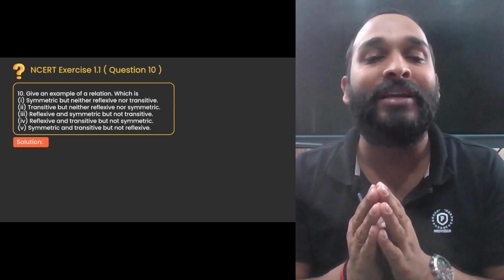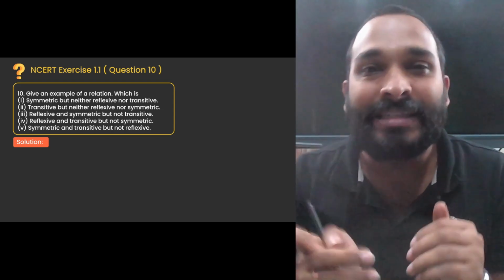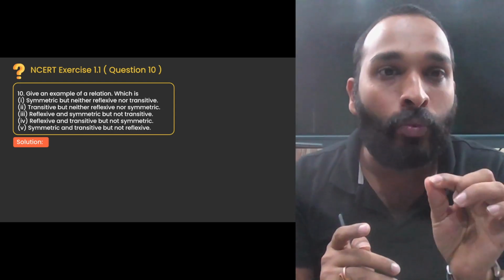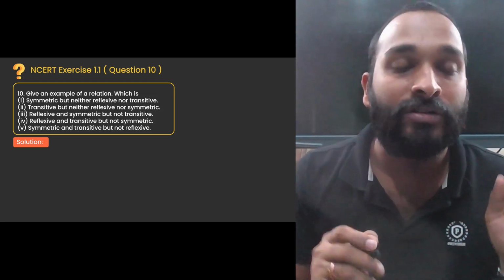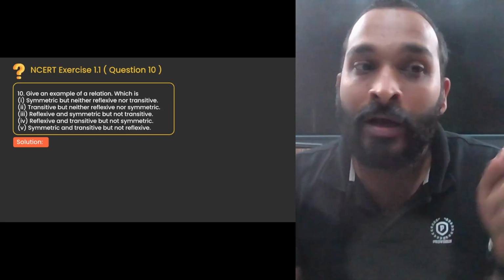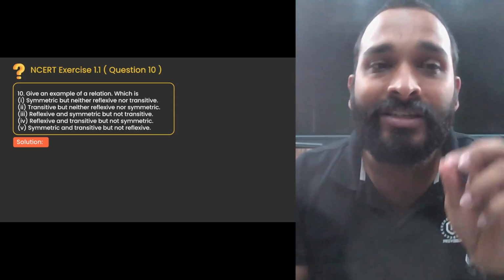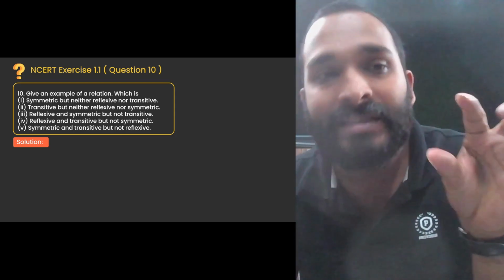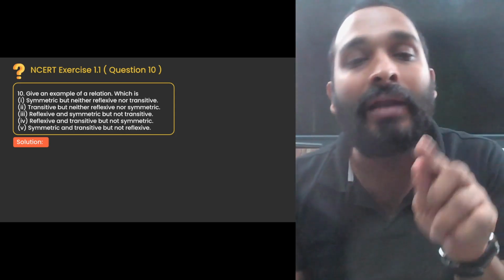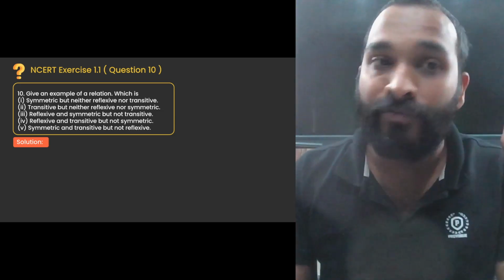Now we are going to solve question number 10 of your exercise 1.1 of the chapter Relation and Function. Give an example of a relation. We have 5 sub questions here, and see children, they are asking you to give an example of a relation which is symmetric but neither reflexive nor transitive. That is the first sub question.